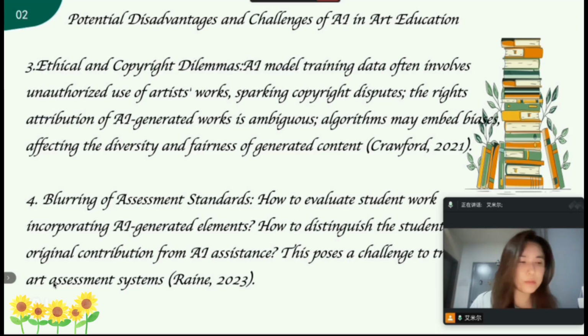The fourth point is particularly important. It will obscure the teacher's ability to score. How are future teachers going to evaluate student work that incorporates AI-generated elements? How do we distinguish between students' original works and works that incorporate AI assistance? This poses a certain challenge to our traditional art evaluation system.